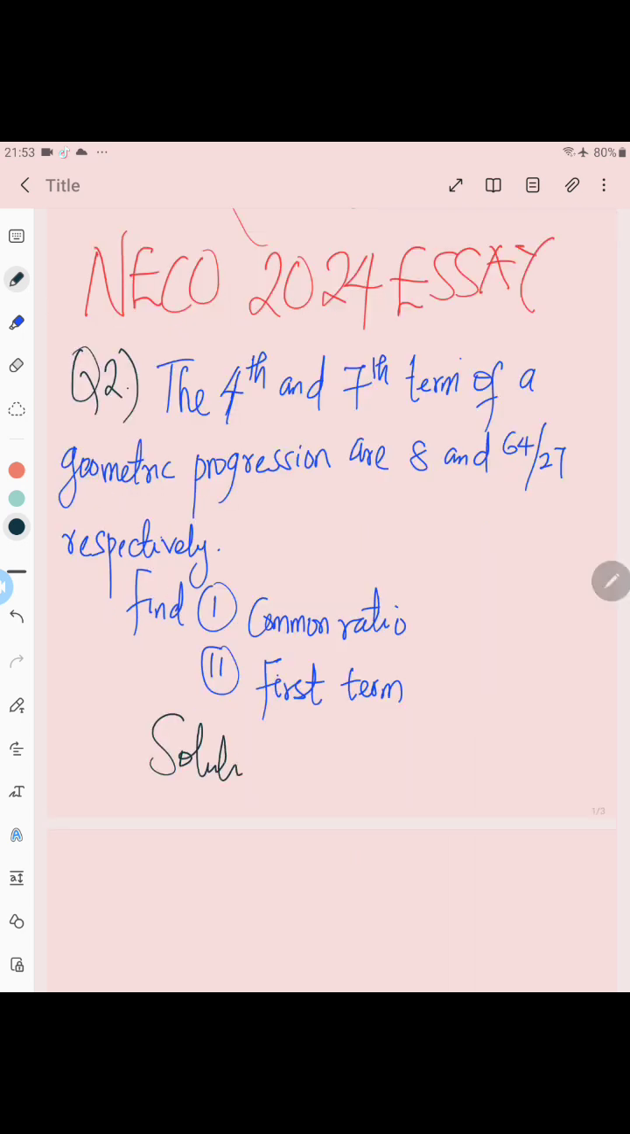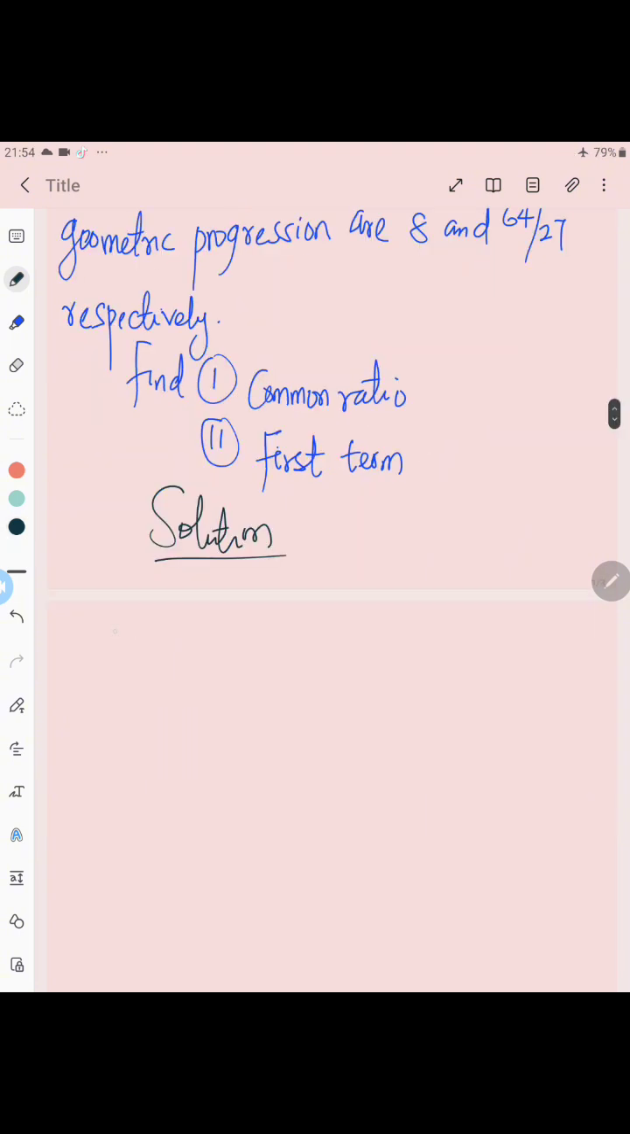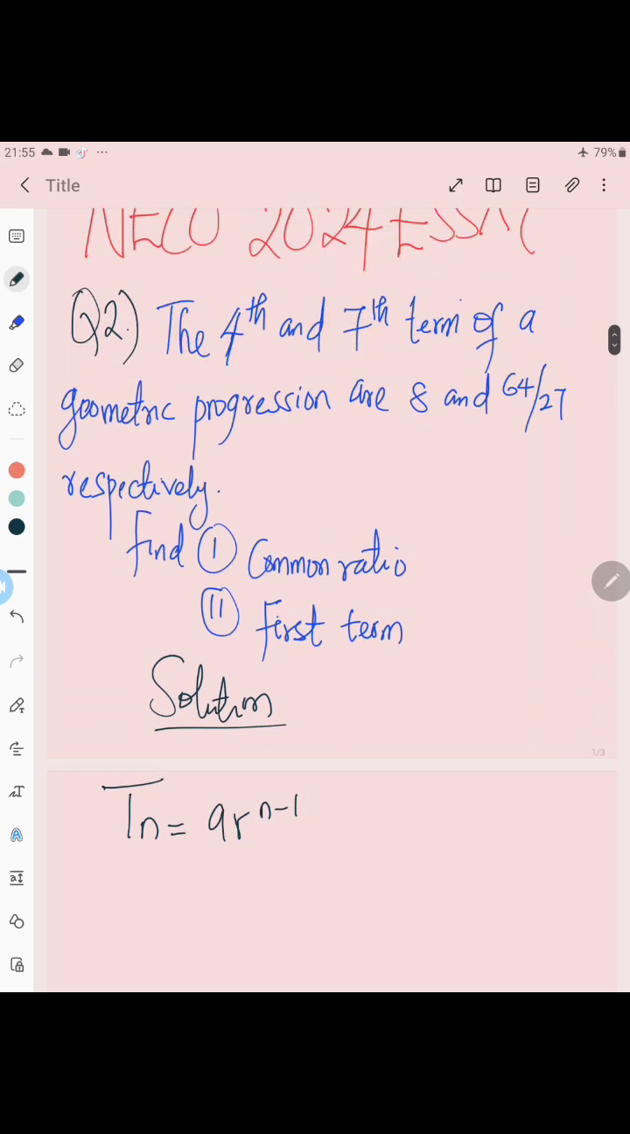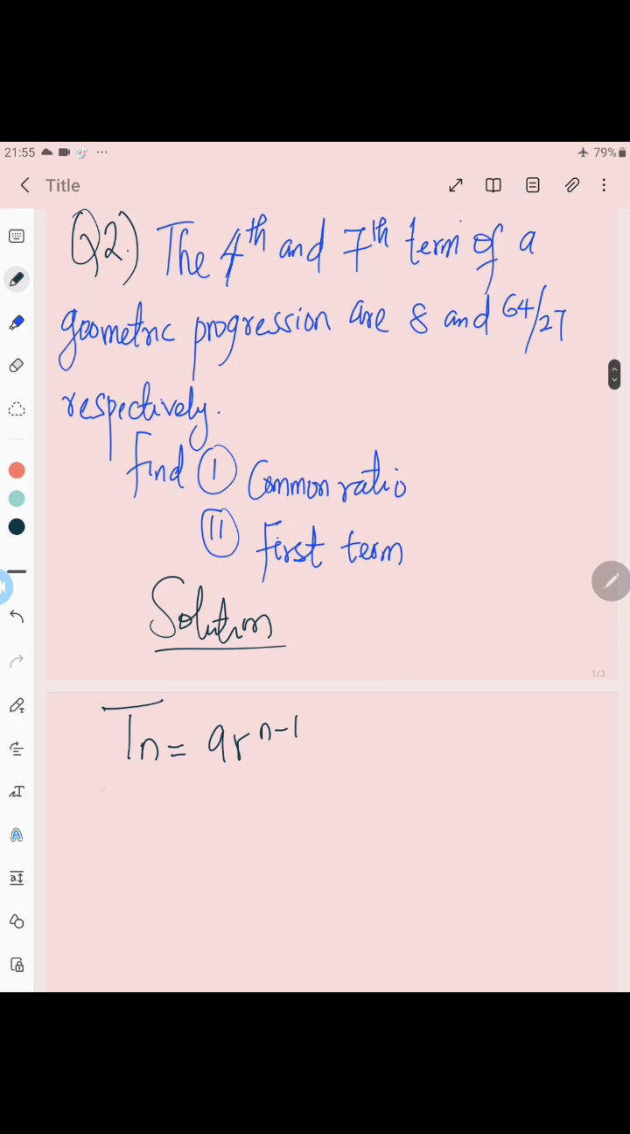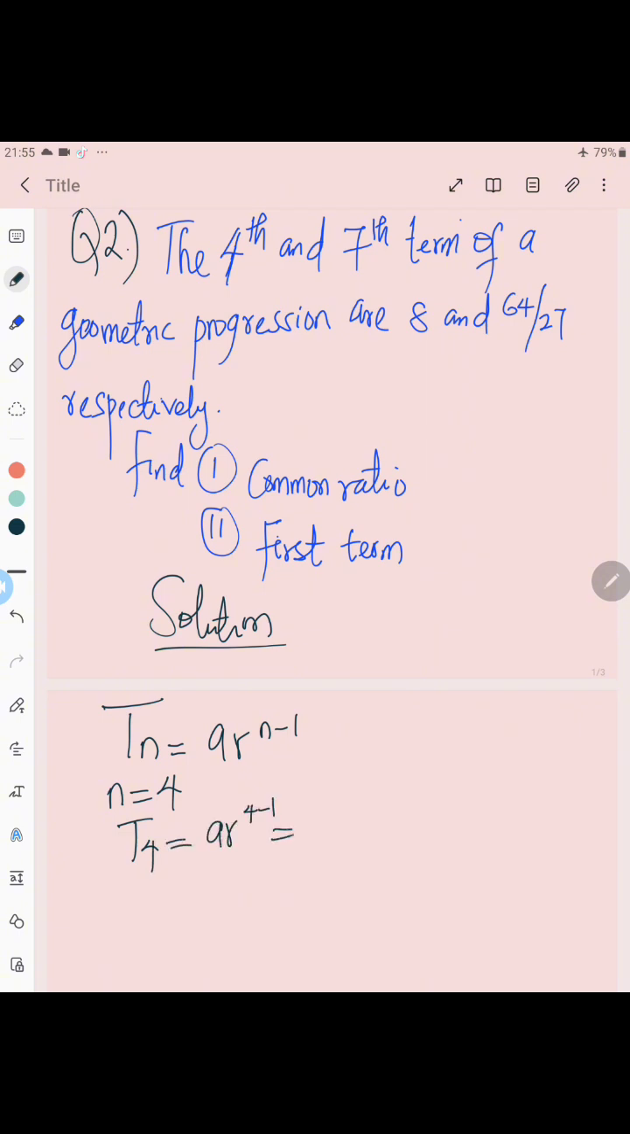So solving, we have the relation which is for nth term of a GP as Tn is equal to AR raised to the power of n minus 1. So for the first, looking at the first statement there, we have the fourth term. So we have n is equals to 4. So let's substitute into the equation. We have T4 is equal to AR raised to the power of 4 minus 1. And the fourth term of the geometric progression is equal to 8. So we have AR raised to the power of 3 is equal to 8. We call this equation 1.